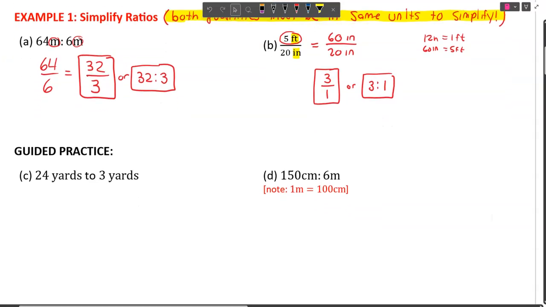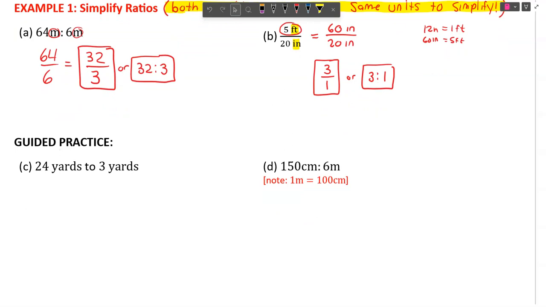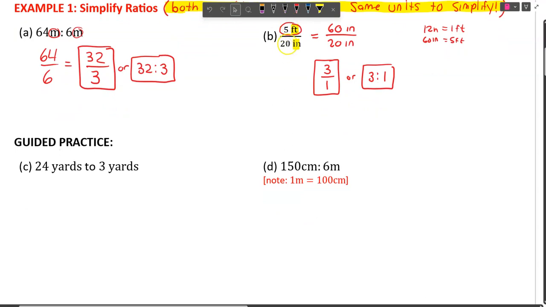So now it's your turn. I'm going to have two examples here on the guided practice. I would like you to pause this video, try these two examples, and I will be back in a moment with the answers.